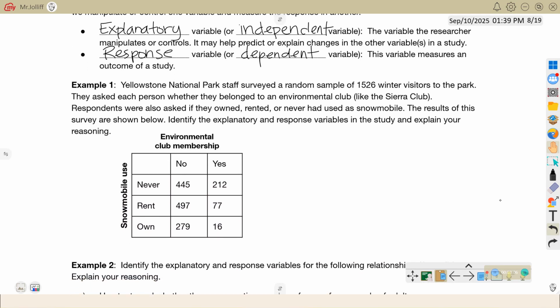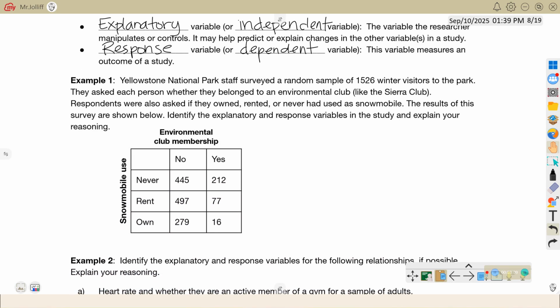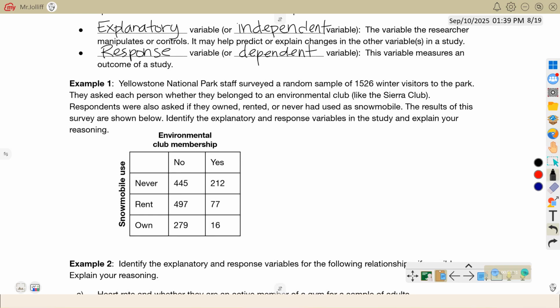All right, so first example says Yellowstone National Park staff surveyed a random sample of 1526 winter visitors to the park. They asked each person whether they belonged to an environmental club like the Sierra Club. Respondents were then also asked if they owned, rented, or never had used a snowmobile. Don't judge me. The results of this survey are shown below. Identify the explanatory and response variables in the study and explain your reasoning.